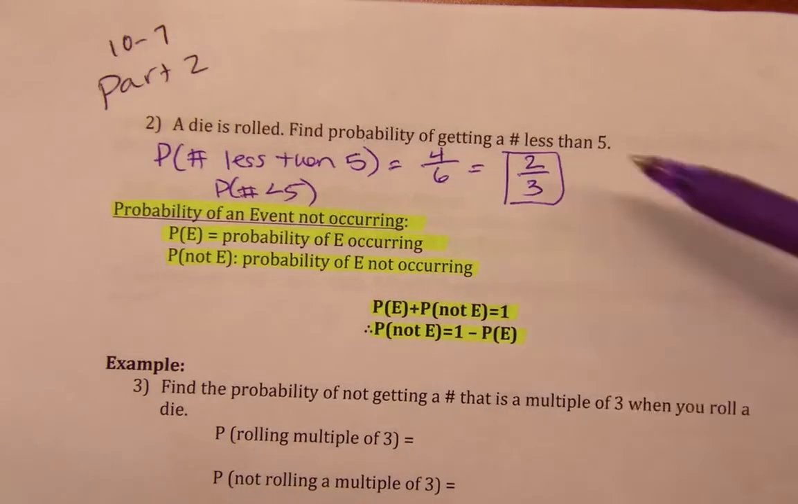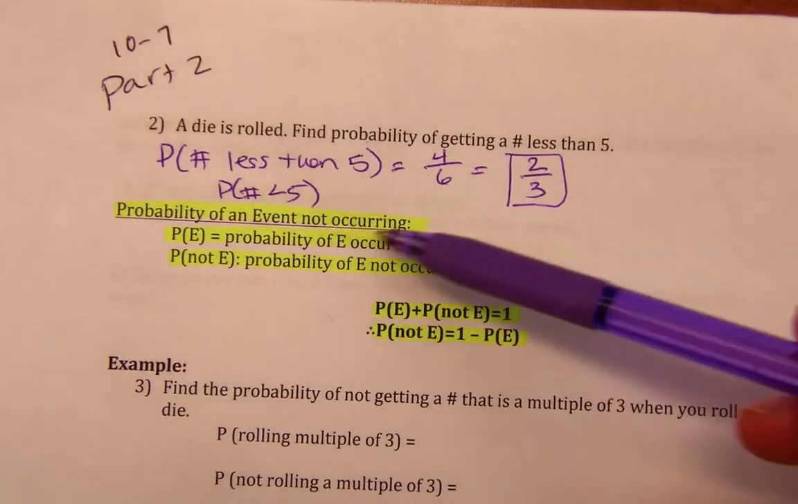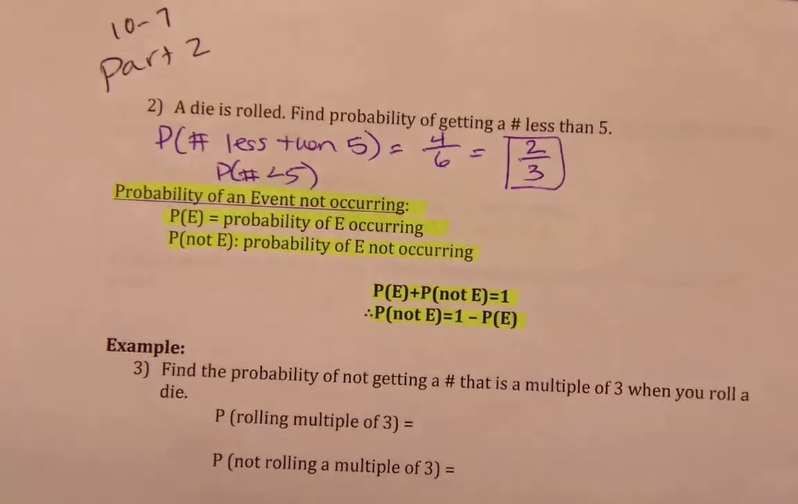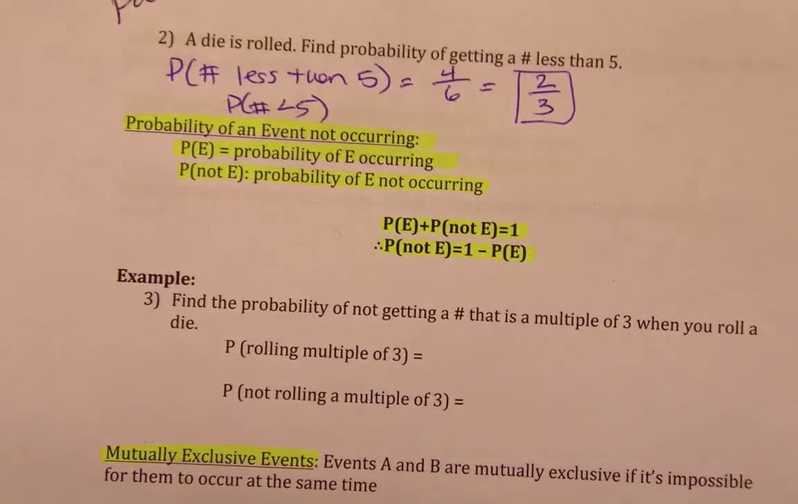Now we're going to look at some specific probabilities. So it says the probability of an event not occurring. So if I wanted to not roll a 3 or not roll a 5. And that's the formula that we're seeing right here. Let's go ahead and look at some examples.